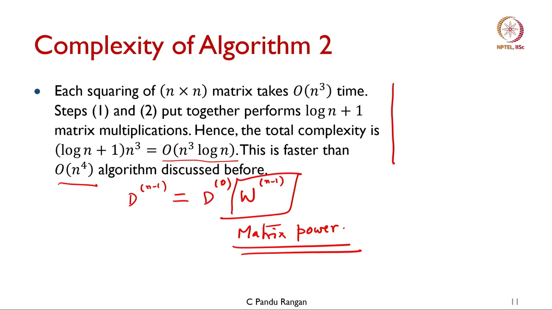Okay? This concludes our discussion on algorithm 2. Our first algorithm was taking n to the power 4 steps. The same equation, when we looked at it as something similar to matrix multiplication, has led to an improvement in efficiency. We have significantly cut down the complexity from n to the power 4 to n cube log n. And this completes our discussion on algorithm 2.